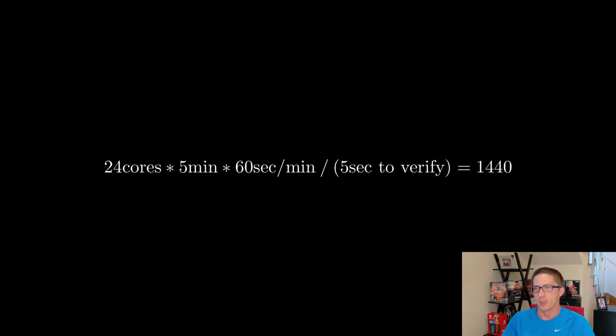For verification, I'll only check the score if it's better than the previous best score for that player. Let's do some napkin math and say a player improves their score once every 5 minutes. If it takes 5 seconds to verify a score on a single virtual CPU, of which I have 24, then 24 cores times 5 minutes times 60 seconds per minute divided by 5 seconds to verify gives 1,440. So I can handle 1,440 concurrent players before verification starts to lag behind.